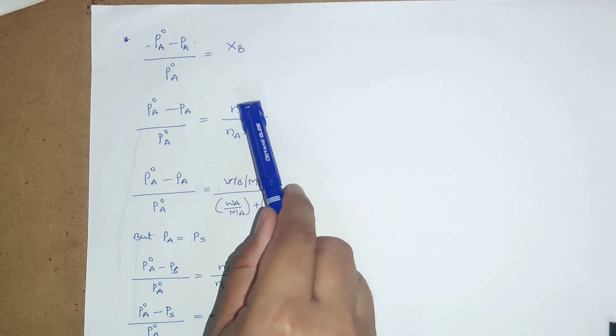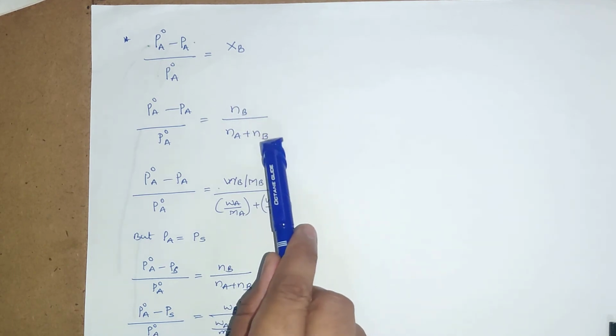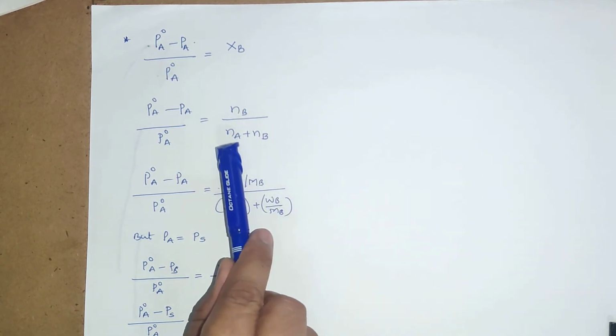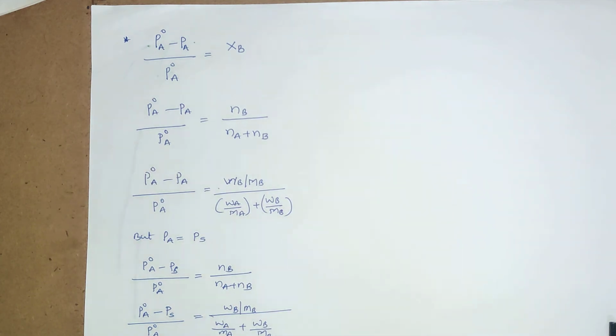Nb we can write as Wb by Mb. Here Wa by Ma is the number of moles of solvent, sometimes directly given. But you always need to remember one point here: Pa is equal to Ps. In the given numerical, sometimes the vapor pressure of solvent is not given, and instead the vapor pressure of solution is given. But in a solution containing a non-volatile solute, the vapor pressure of solvent is equal to the vapor pressure of solution. That's why Pa is equal to Ps.